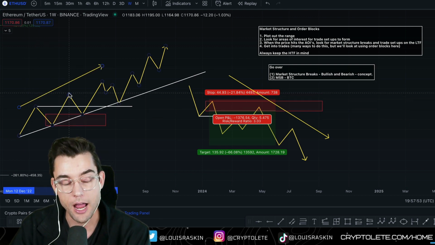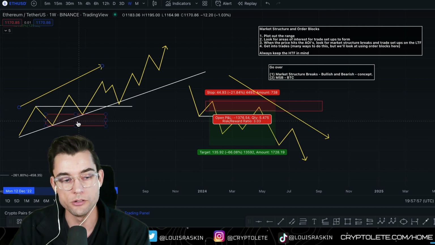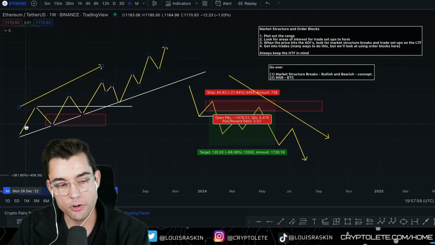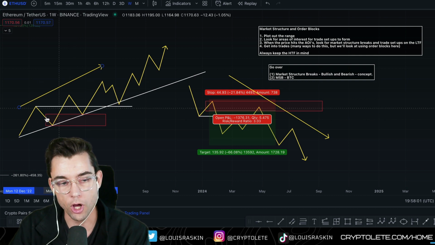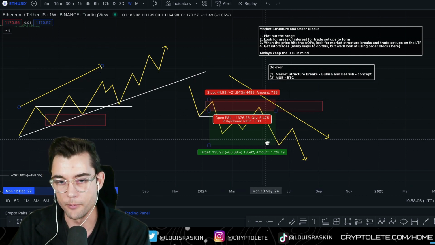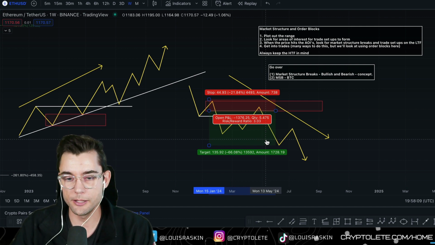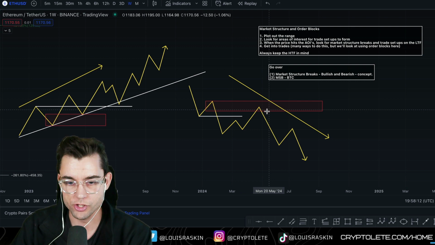It's making higher highs on the higher time frame, and it's making higher lows on the higher time frame. So I want to go with the trend. I want to look for longs in this scenario. I want to look for shorts in this scenario. And so that is pretty much order blocks and market structure.